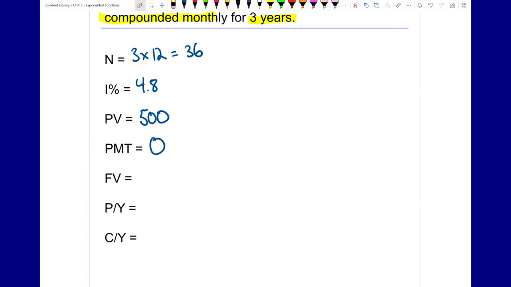PY and CY, payments per year. Usually, even if we put compounding periods, we can start with that. So there's 12 compounding periods per year because it's compounded monthly. Usually the calculator will automatically change the payments per year to that value as well. Now, because the payment is 0, that means we're not adding anything every month, so it doesn't matter really what our PY is. But generally speaking, it should be the same as the compounding periods.